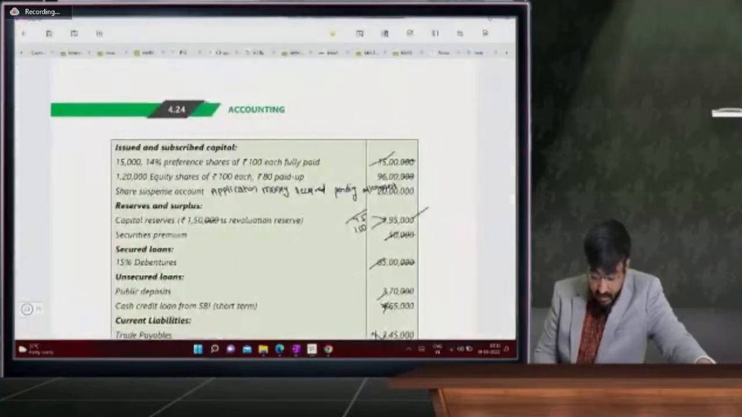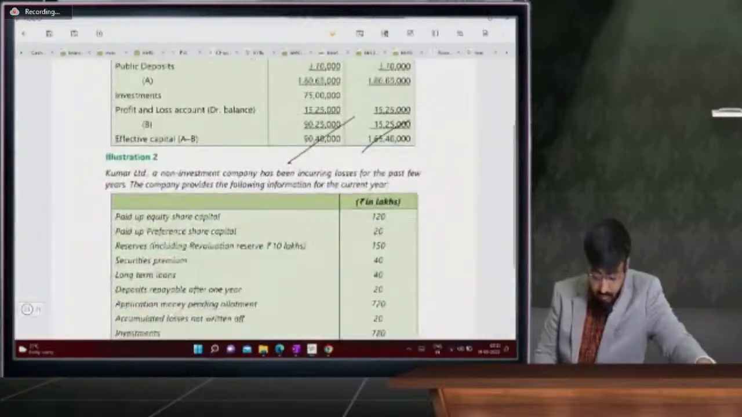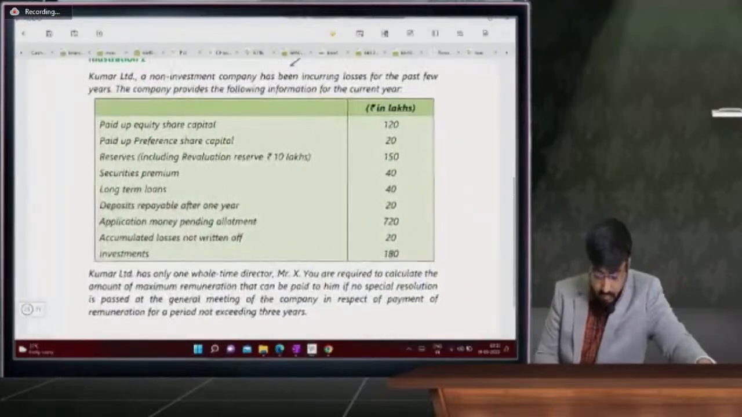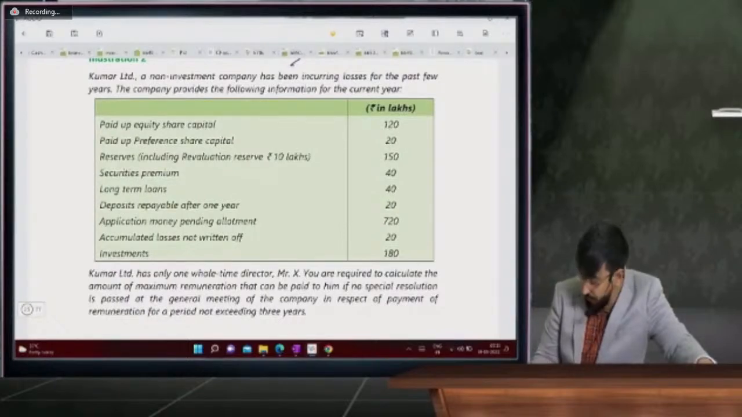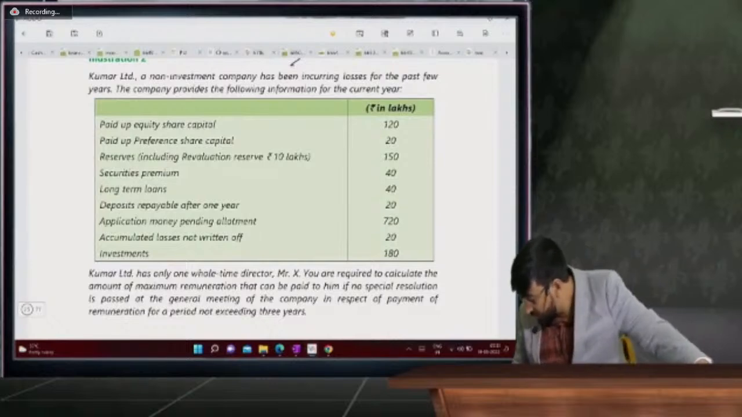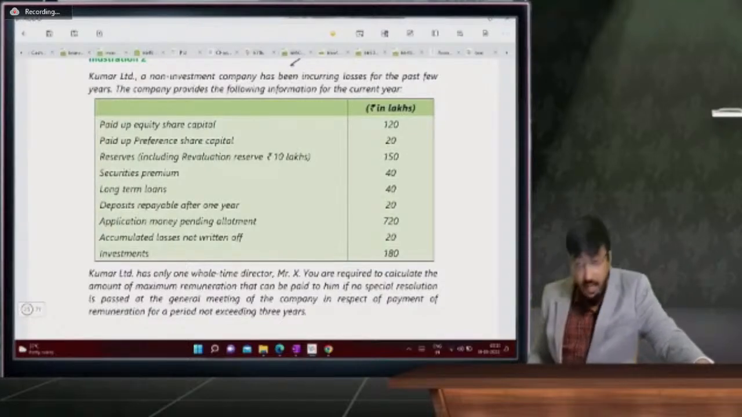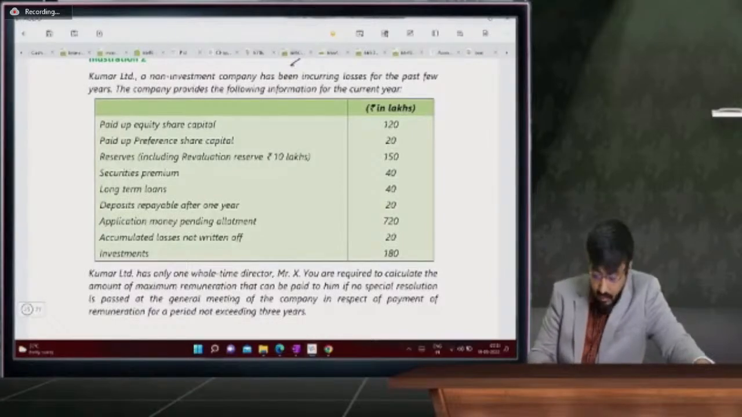Next is illustration number 2. Kumar Limited. Again, you are asked to calculate effective capital and accordingly you have to find out what is the remuneration. So effective capital, we understood 90,40,000 in the last question. So now you only tell me quickly. Paid up capital plus preference capital.